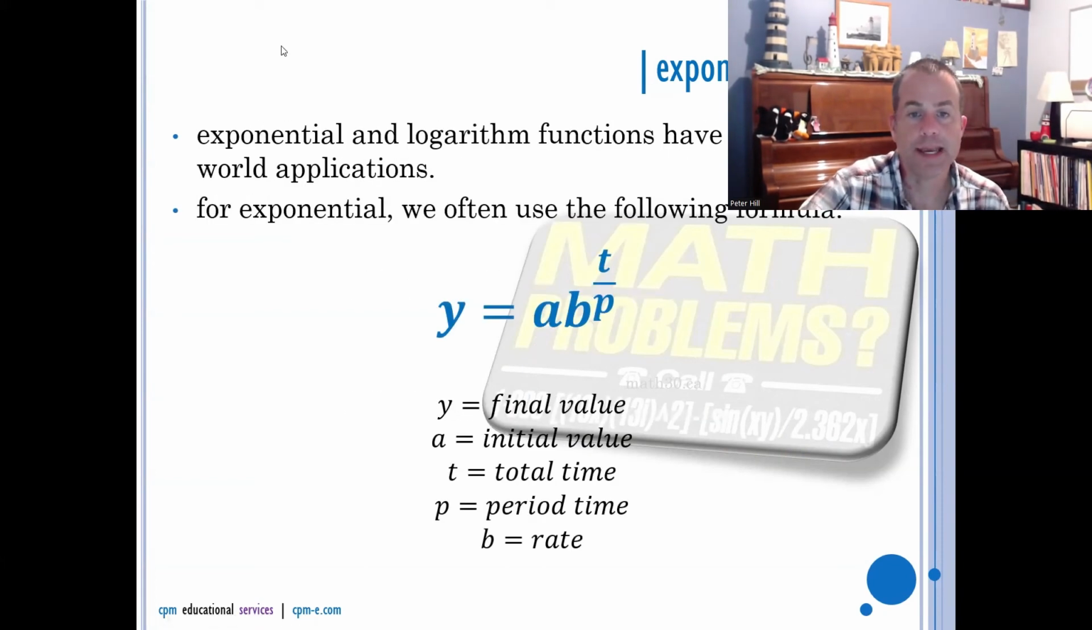Okay, so just a reminder, your y is your final value, a is your initial value, t is the total time that you're looking at, and p is your period time. So it's the time it takes to do whatever you're doing, whether you're doubling, whether you're decreasing by 10% or whatever you're doing. Okay, and then b is whatever rate we're talking about.